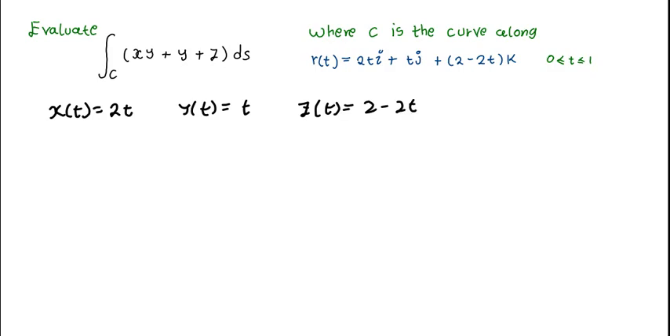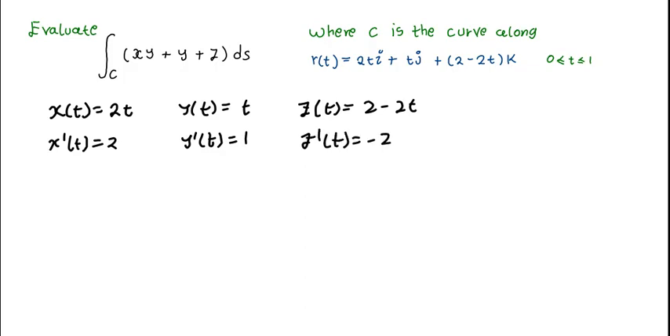Okay, so let me go ahead and find the derivatives. So x prime of t is just going to be equal to 2. Then y prime of t is just going to be equal to 1. Then z prime of t is going to be equal to minus 2.